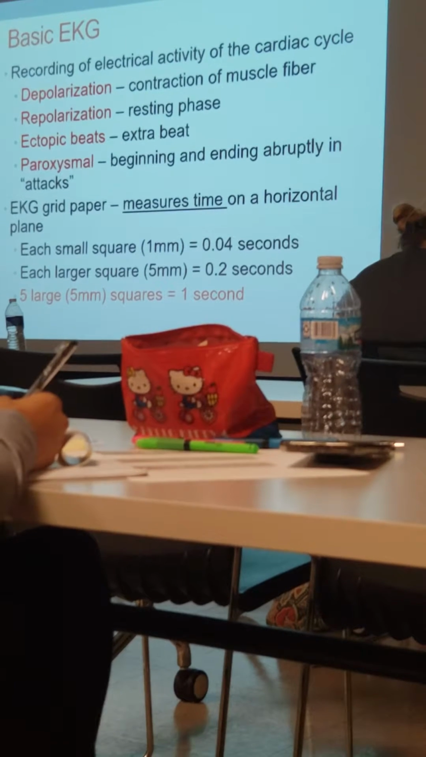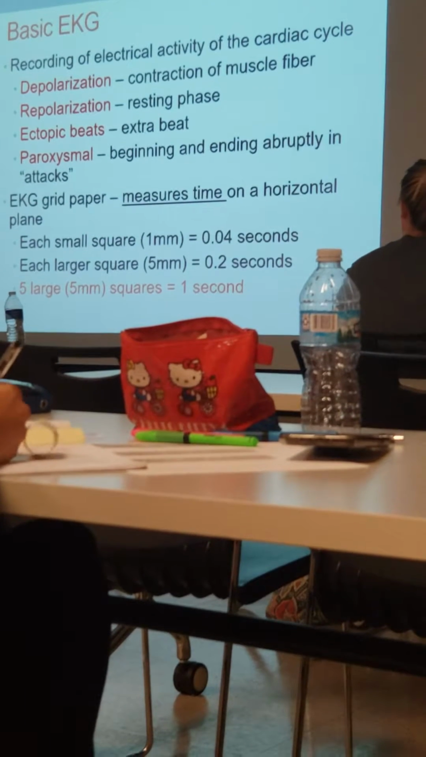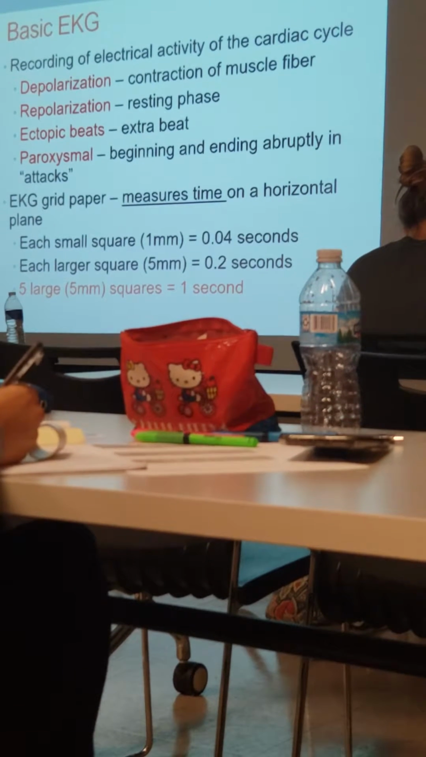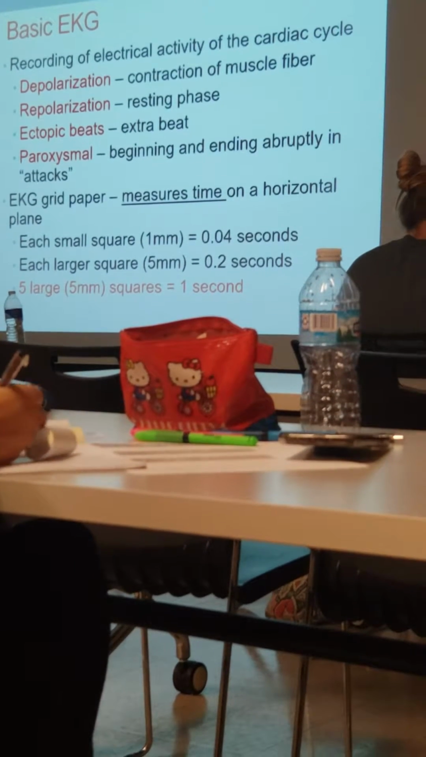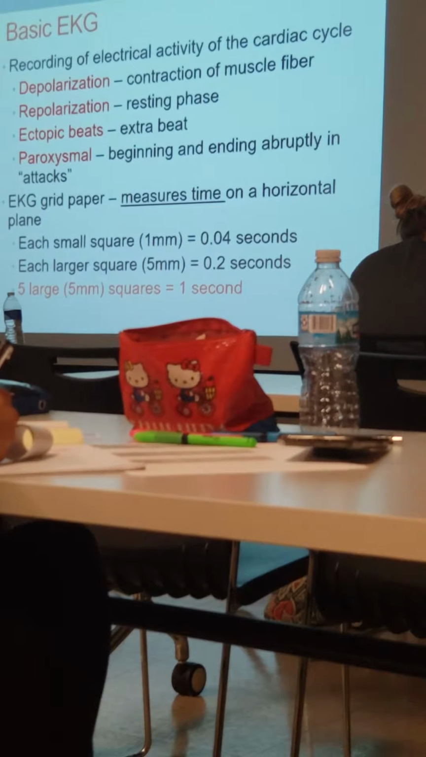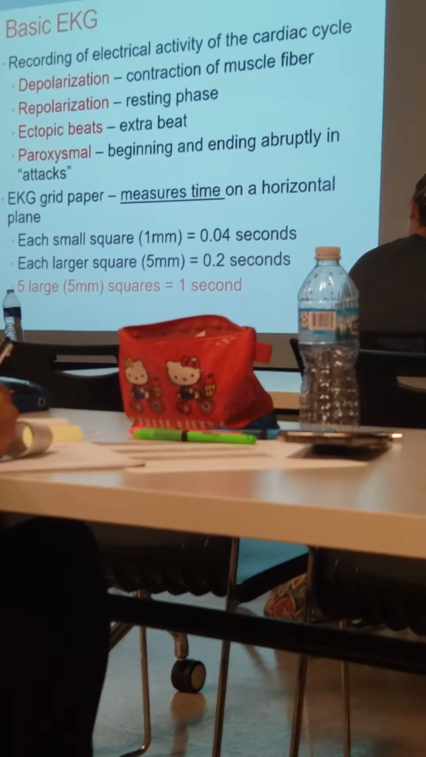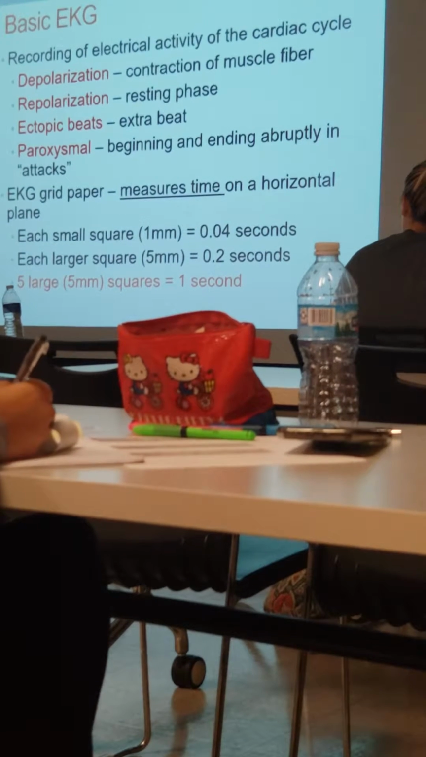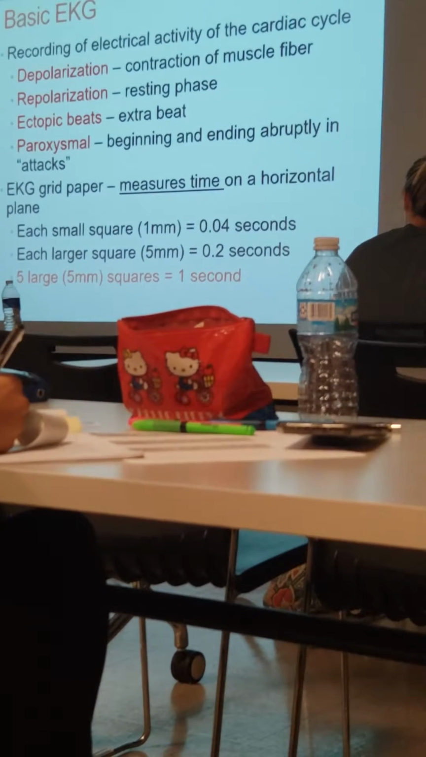If I count 5 big boxes in a row, that equals 1 second. If I want a 6-second strip, how many big boxes in a row would I need to have? For 6 seconds, if 5 equals 1 second, I want 6 seconds. 30. So right now, on your grid, on your piece of paper, count out 30 big boxes.